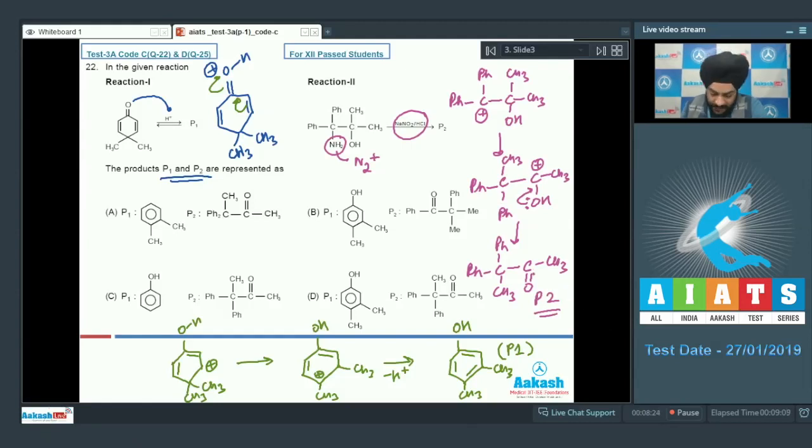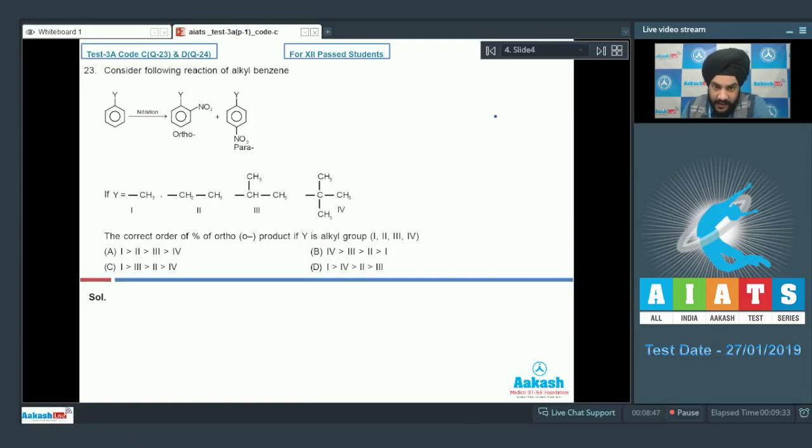Now if you look at the options which are given to us, we can clearly see that we have to mark option D as the correct answer to this question. Let us look at the next question. Question number 23. Consider the following reaction of alkyl benzene. So we have been given a reaction in which a substituted benzene is allowed to undergo nitration reaction.